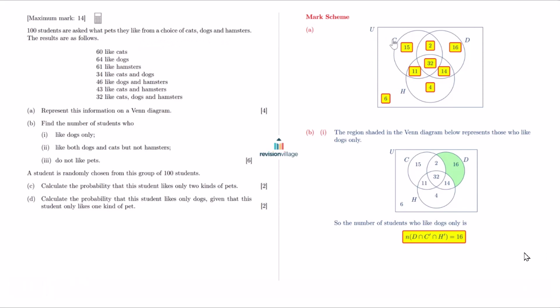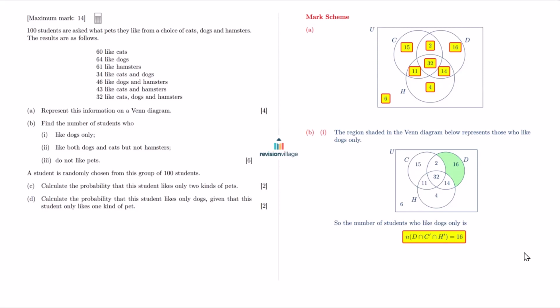The first set, and when I say set, I mean these circles here. So the first set here, C, represents the students that like cats. The second set, D, students who like dogs, and then the third set, H, those who like hamsters.